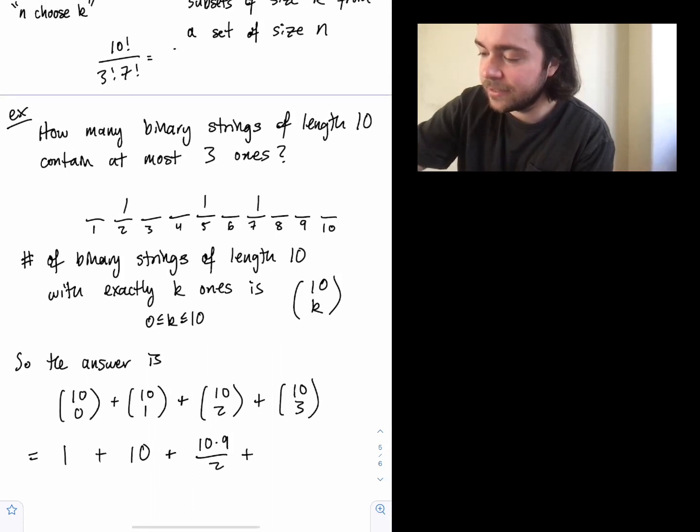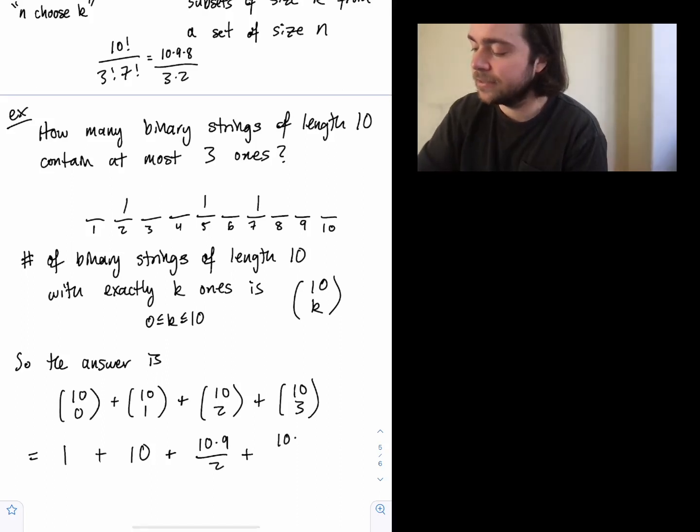Again, I want to cancel the 10 factorial with the larger factorial in the bottom, so I get 10 times 9 times 8 times 7 factorial, which cancels here, divided by 3 times 2. That's 3 factorial. So 10 times 9 times 8 over 3 times 2.